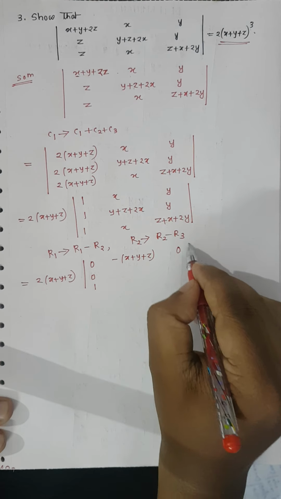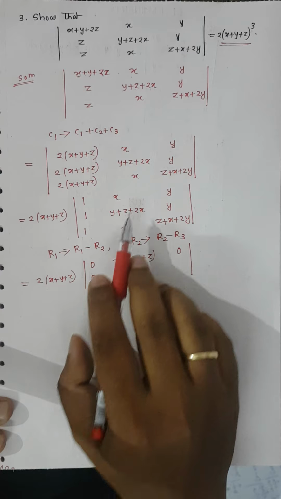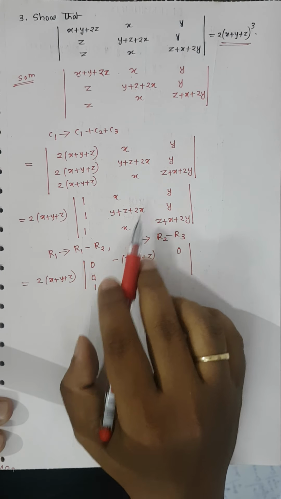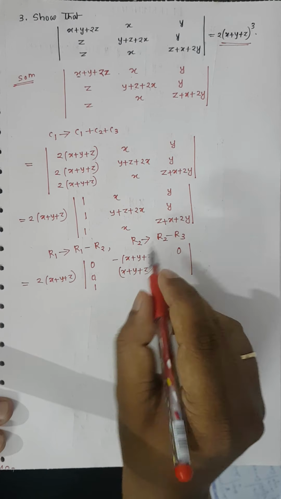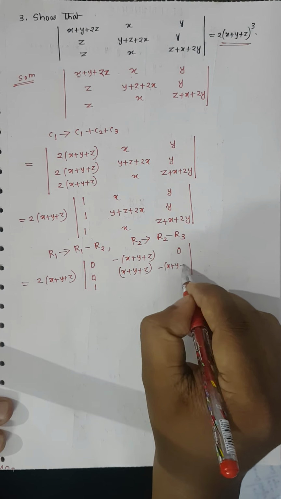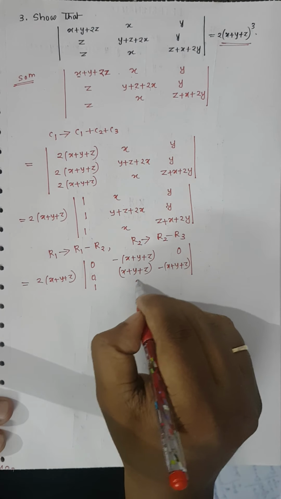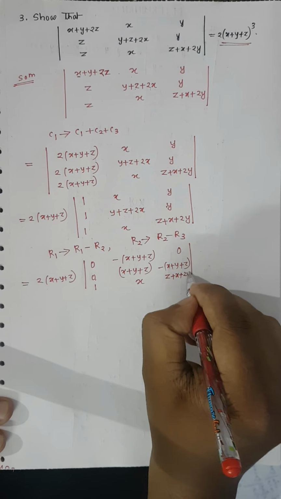y minus y, 0. Now what is 1 minus 1? 0. y plus z plus twice x minus x, it will be equal to x plus y plus z. y minus this, it will be equal to minus of x plus y plus z, and this is x into x, z plus x plus twice pi.